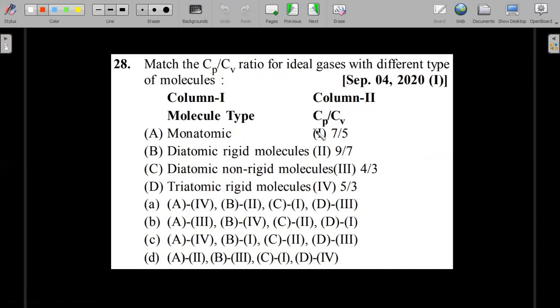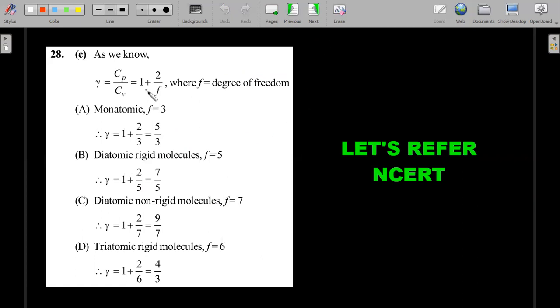Okay, let's have a discussion on that before we move on. So the CP and CV ratio should be considered as gamma, which is 1 plus 2 by F, where F is the degrees of freedom. We all should be knowing it. Right, based on the equipartition theorem and all that stuff.